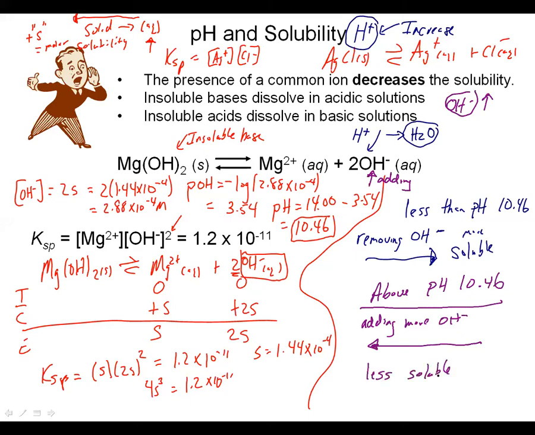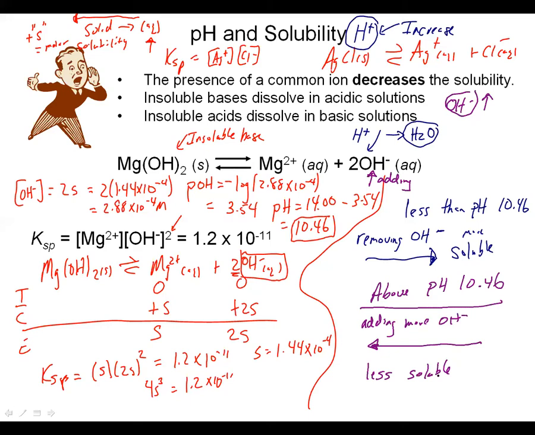So the pH of a solution is really important in terms of solubility, or even the ability to make something that is technically insoluble more soluble. It has to do with, when we talk about insoluble bases or insoluble acids, the presence of OH minus and H plus. Increasing the H plus concentration in a base will make it more soluble, and decreasing the H plus or increasing the OH minus concentration will make it less soluble.